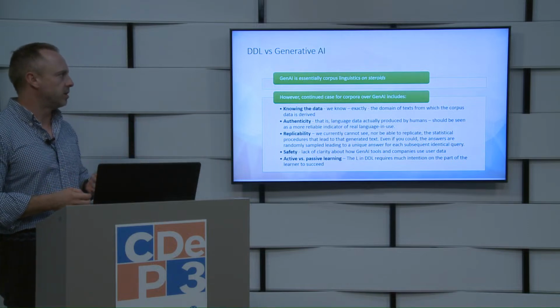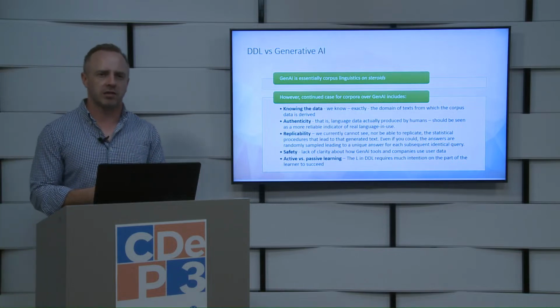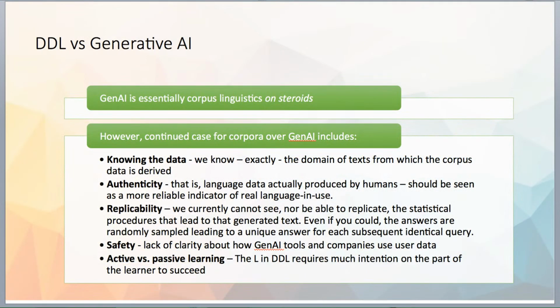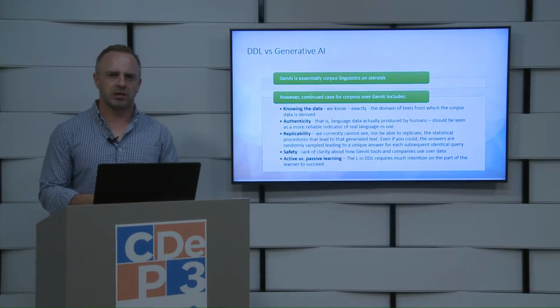So the term I use is that generative AI is essentially doing something very similar to corpus linguistics, but it's doing it on steroids, at a rate of processing power and data size that corpus linguistics has previously struggled to do.